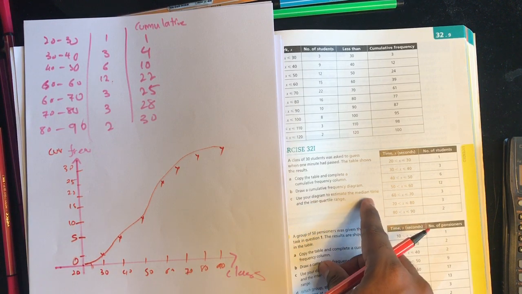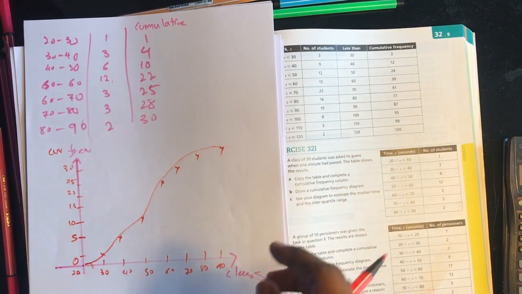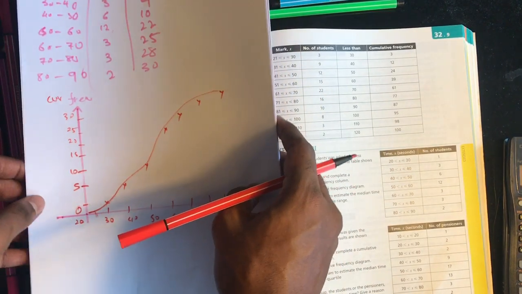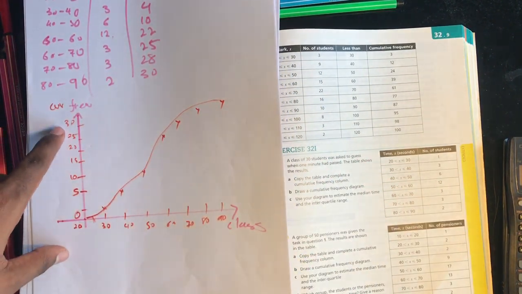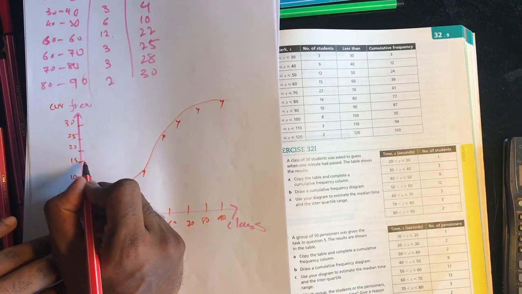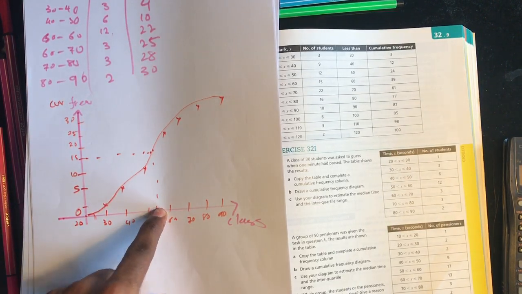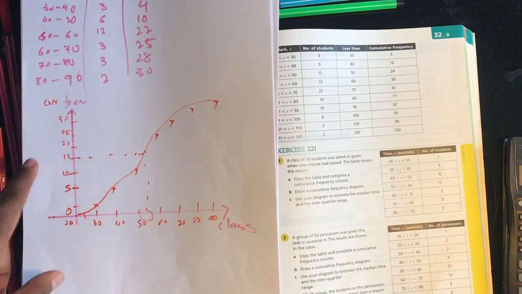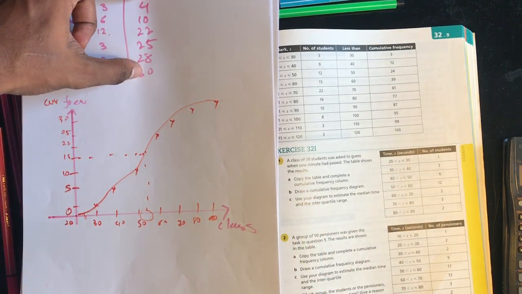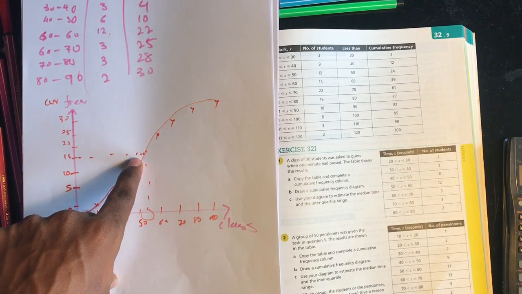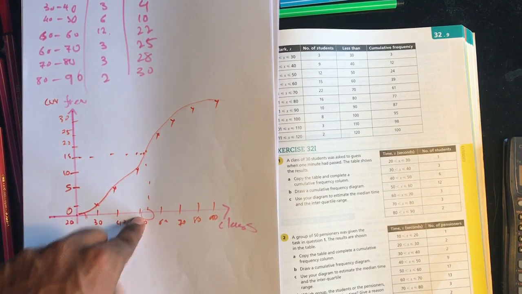Now use your diagram to estimate the median time and the interquartile range. So what is the interquartile range and what is the median? I think median we all know. Median is basically the half. We have a total of 30, so half should be 15. So you go to 15 and then you read the value. You must show this step because they say use your diagram. So take your total, which is 30, divide to 15. Go to 15, project a dotted line, then read whatever the figure is here.